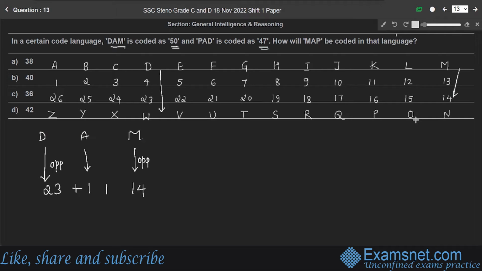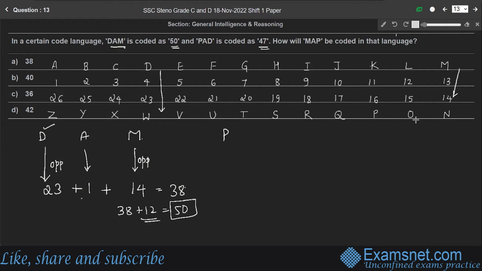Add the positional values. You will get 23 plus 1, 24, then 34, 38. Now add the number 12 to 38. You will get 50. Therefore, DAM is coded as 50. So first letter's opposite value plus second letter's positional value plus opposite value of the third letter, plus 12 gives you the code.